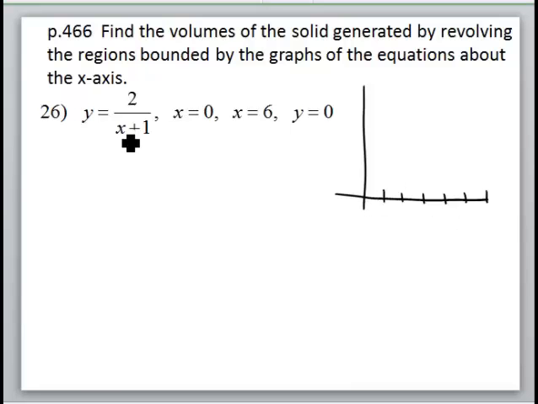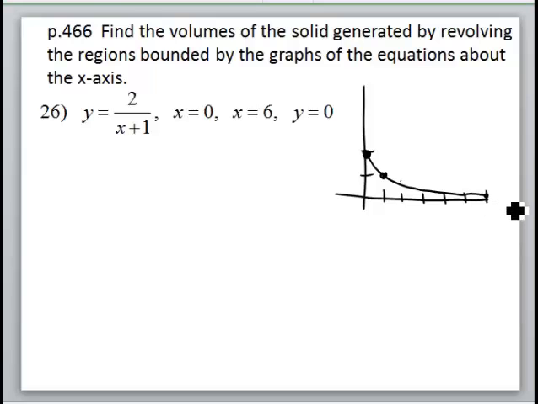So when I plug in 0, I end up with 2. When I plug in 1, I end up with 1. When I plug in 2, I get 2/3. And I'm going to go all the way down to 6. Well, when I plug in 6, I get 2/7. So it's very small; I'm not at 0, but I'm really close.